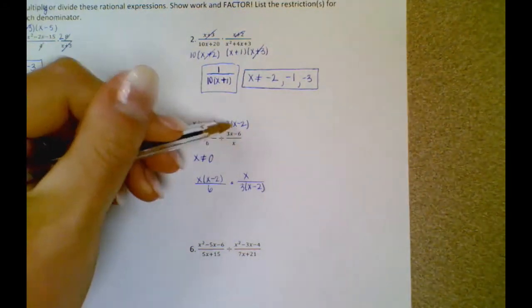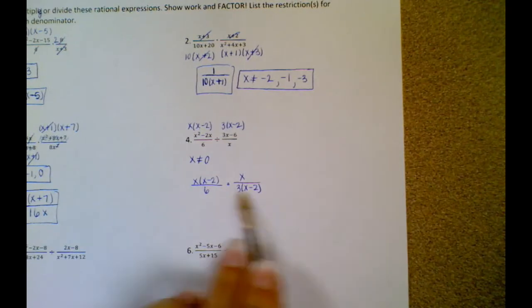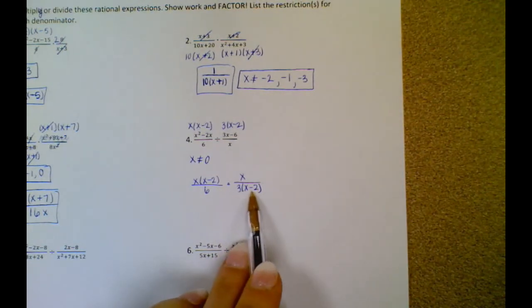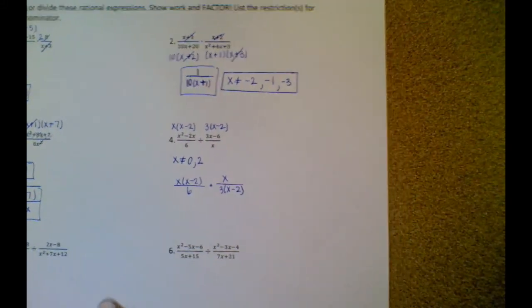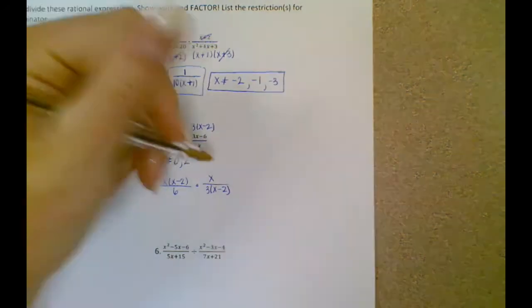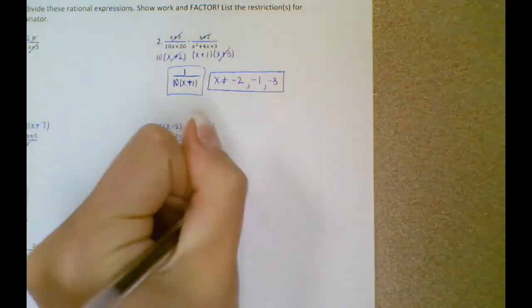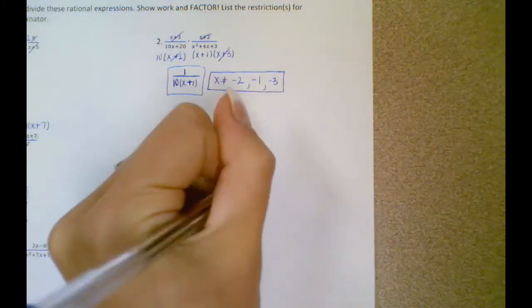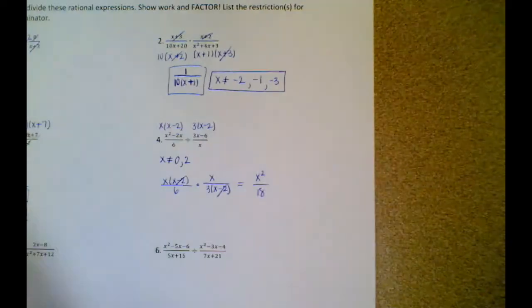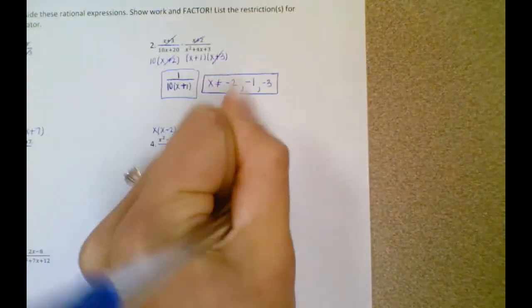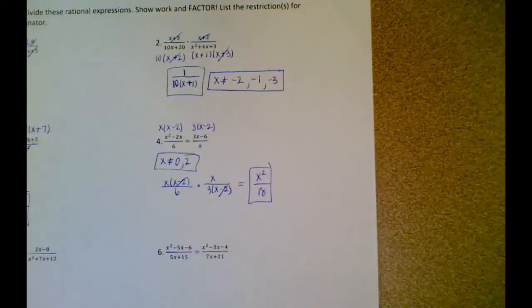Okay, see how I just flipped those? All right, and then notice we still have to list restrictions in this form too. X cannot be 2. So those are my 2 restrictions there. Okay, and then now we can simplify. It looks like I have x minus 2 in both the numerator and denominator. I'm left with x squared in the numerator. 6 times 3 is 18, so x squared over 18. And there's no restrictions there, so I don't have to add anything to my list.